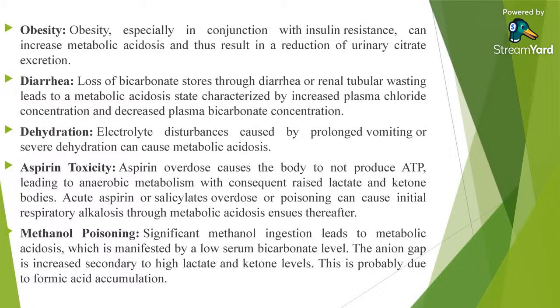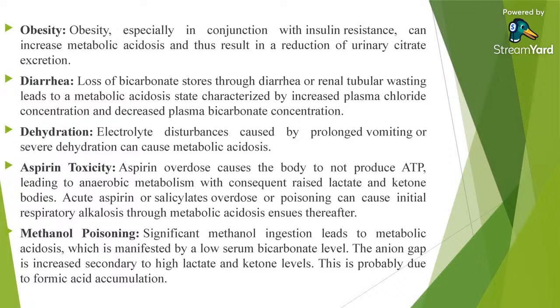Aspirin toxicity. Aspirin overdose causes the body to not produce ATP, leading to anaerobic metabolism with consequent raised lactate and ketone bodies. Acute aspirin or salicylate overdose or poisoning can cause initial respiratory alkalosis, through which metabolic acidosis ensues thereafter.